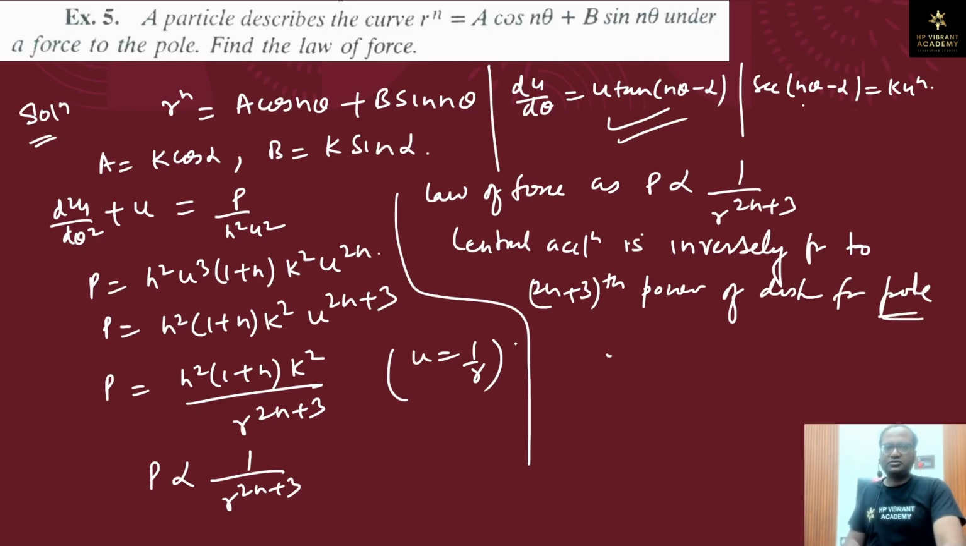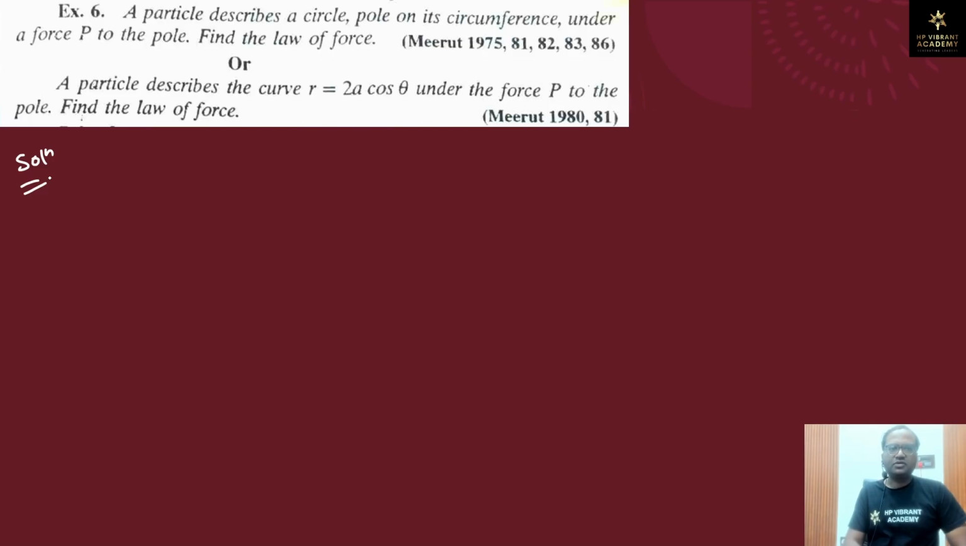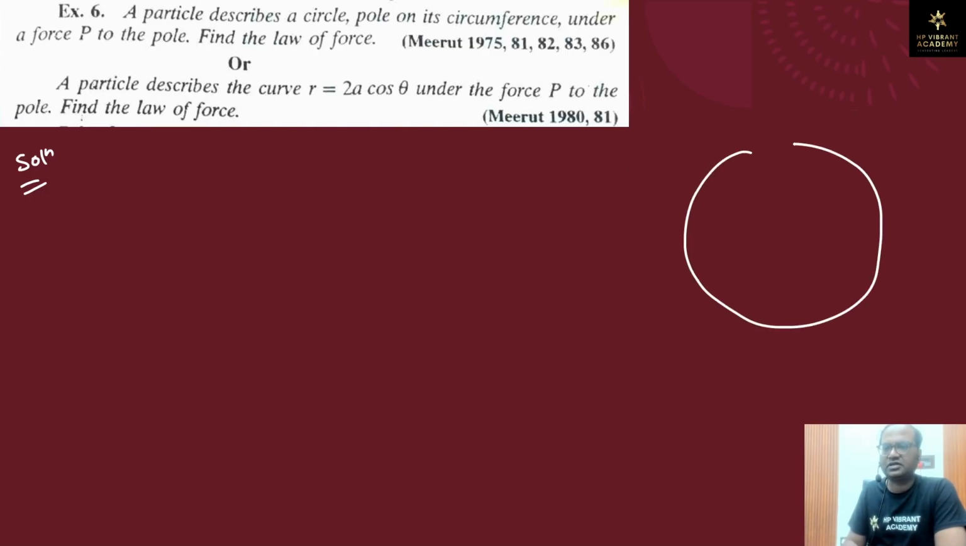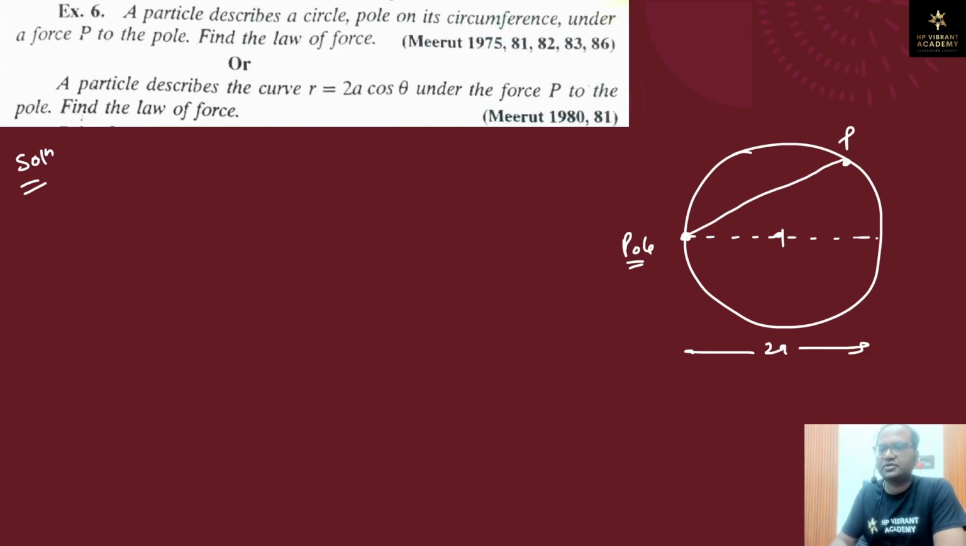Okay, so let us discuss question number 6. A particle describes a circle, pole on its circumference, under the force P to the pole. Find the law of force. Okay, so we have the circle like this, and we have radius as a. So this whole length will be 2a, and we have the pole on its circumference. Let us consider this on one of its diameter. So this is our pole. Let us consider a point P here. Let us take this distance as r, and this angle is theta.